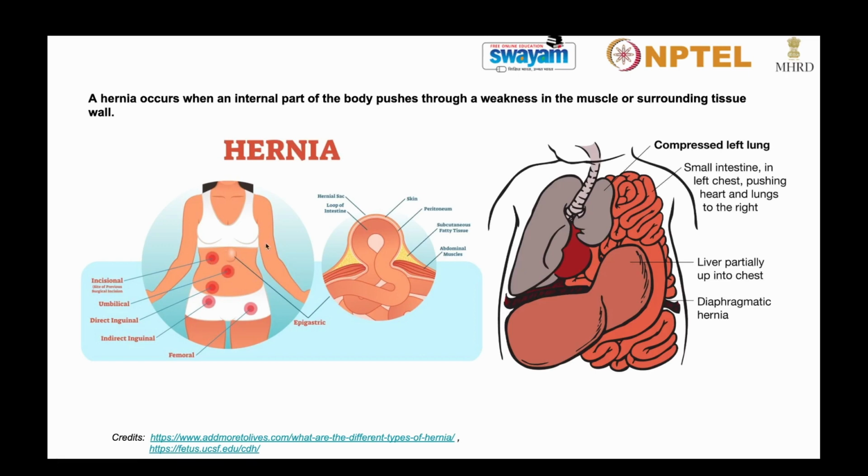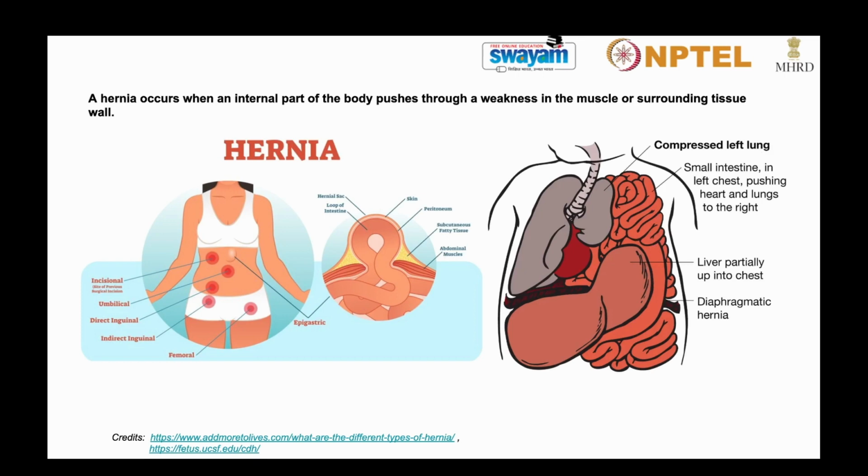It can occur at different parts of the body, and on the basis of that, different terms are given to hernia. Sometimes it's called diaphragmatic hernia. On the right side, I'm showing a case of diaphragmatic hernia, in which the small intestine is getting pushed, compressing the left lung. So this is called hernia.